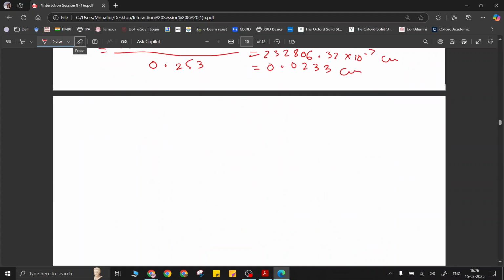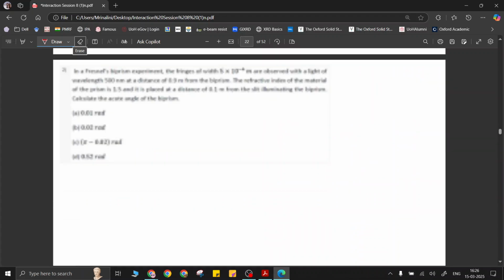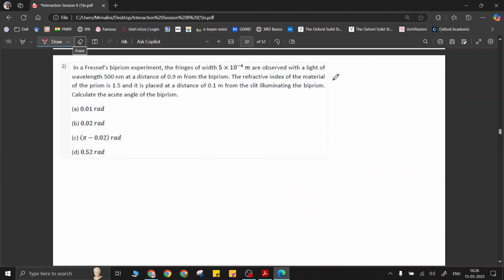Now the next question. Again it's based on Fresnel's biprism experiment, and here we have been given the fringe width beta, which is 5 times 10 to the power minus 4 meters, observed with light of wavelength 500 nanometer at a distance of 0.9 meter from the biprism. So the situation is like this: we have a source, we have the biprism, and we have a screen, or wherever we are observing the pattern.